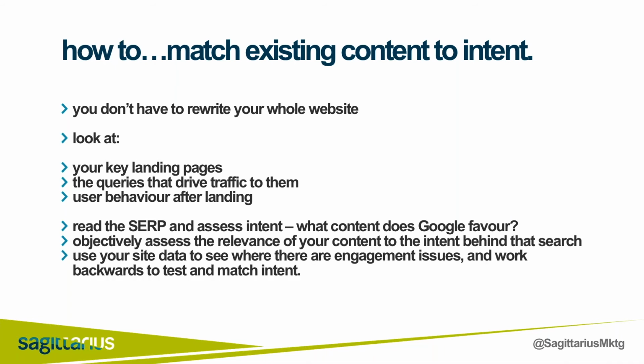So use your site data to see where there are any engagement issues. If they come onto a page and then leave really quickly, but you think it's really interesting, go away and look at how they've got to that page. Then work backwards and try and match the content you've got to the intent behind that search. Look at the competitors and see what they're serving compared to what you are, and see where the potential issue is.